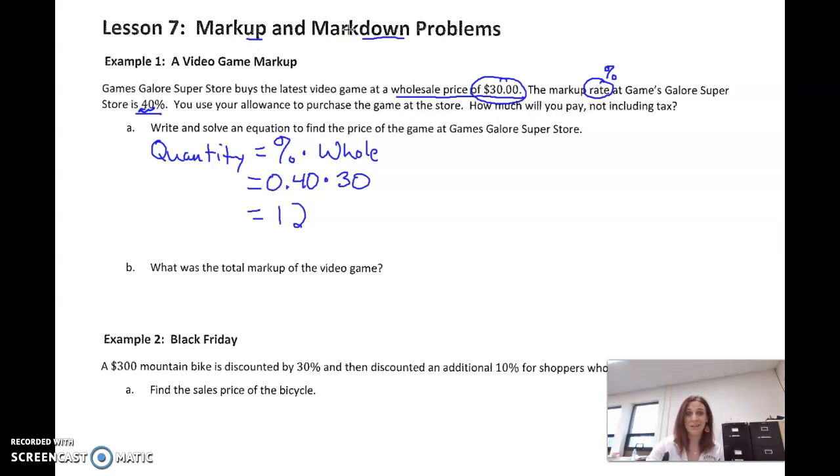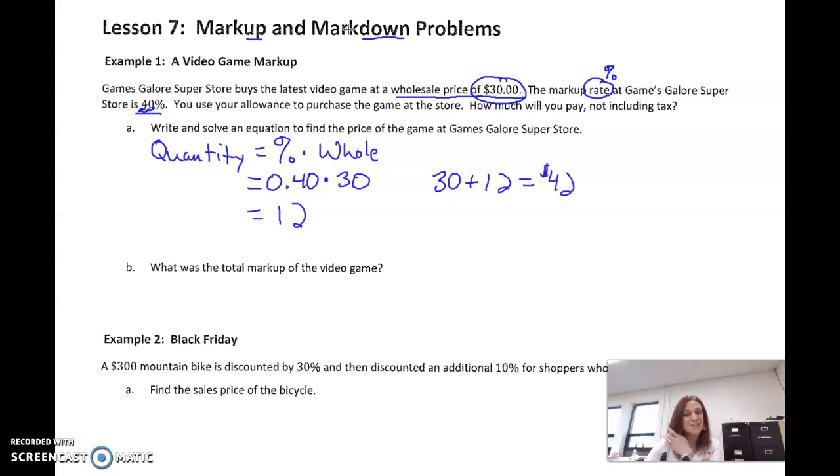Think about it. Game School buys it for $30. Are they going to sell it to you for 12? No. This right here is the amount of markup. So what we need to do is take what they paid, the $30, plus $12. And that means you're going to buy it for $42.